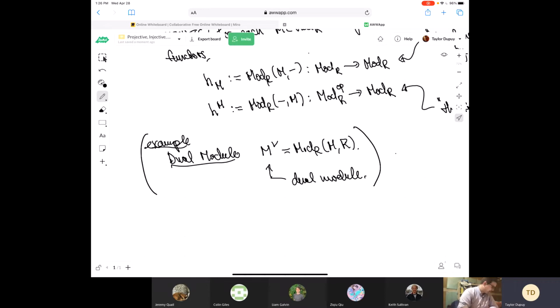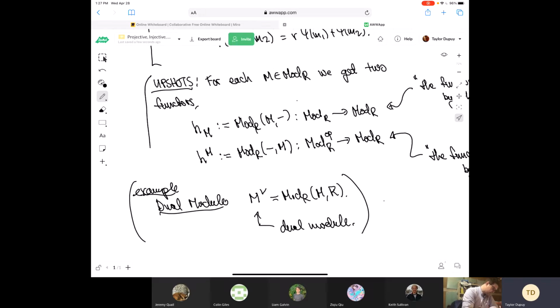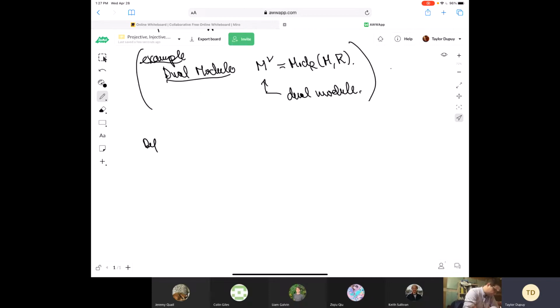Okay, so let me give you the definition. Now that we have these functors, I can give you the definitions of what an injective and a projective module is. Do you guys have any other questions?